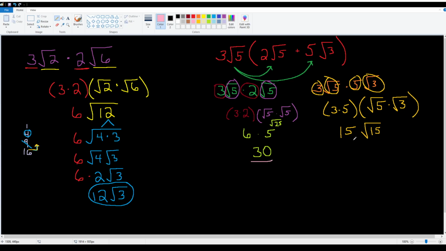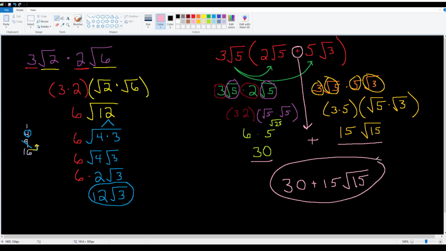Now what I want to do is I want to take these and I want to combine them using the plus sign. So again, we kind of have to bring that sign down with us. So my answer here is going to be 30 plus 15 radical 15. That is going to be my final answer.